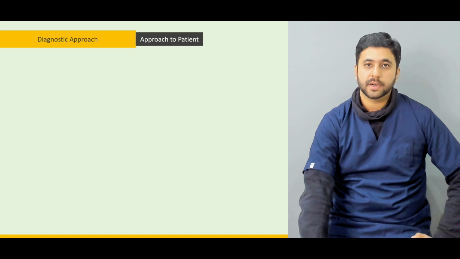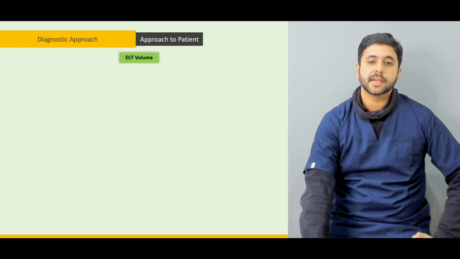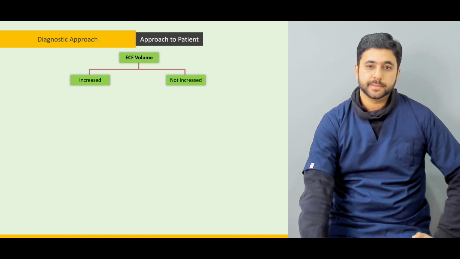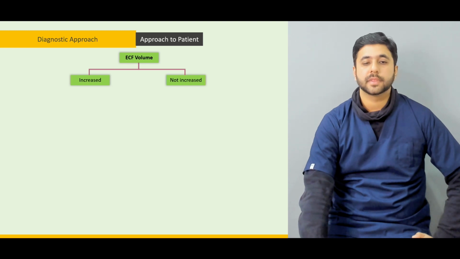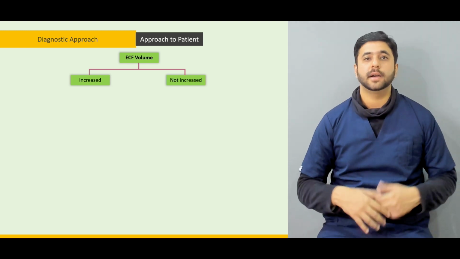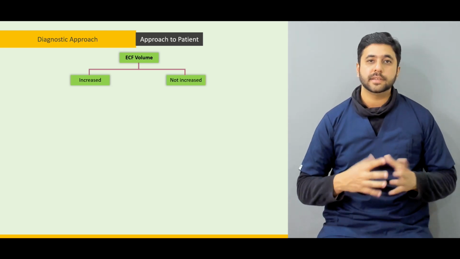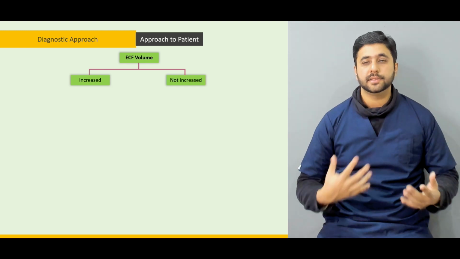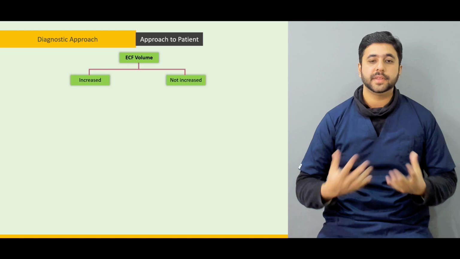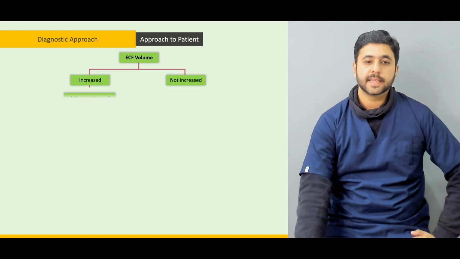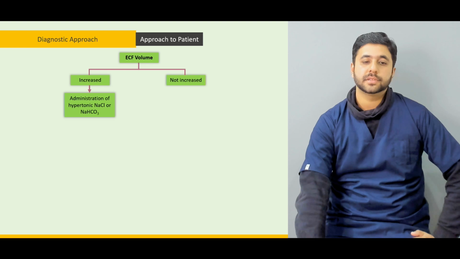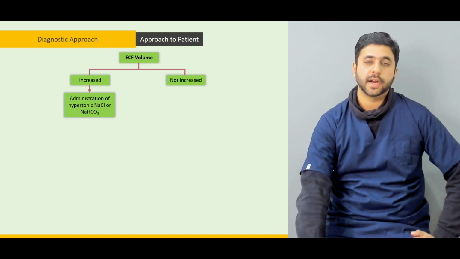Now, this flowchart is important and I want you to pay attention here. This is how we approach a patient of hypernatremia. The first thing to evaluate is the extracellular fluid volume. Either the extracellular fluid volume is increased or not increased. This is evaluated clinically. If the patient essentially is wet, if the patient is having edema or increased JVP, and if there is some ascites or anything like that, you generally see that the patient might have pitting edema. So if there is an increase in the extracellular fluid volume, that means that the patient has been administered excess of hypertonic sodium chloride or sodium bicarb.